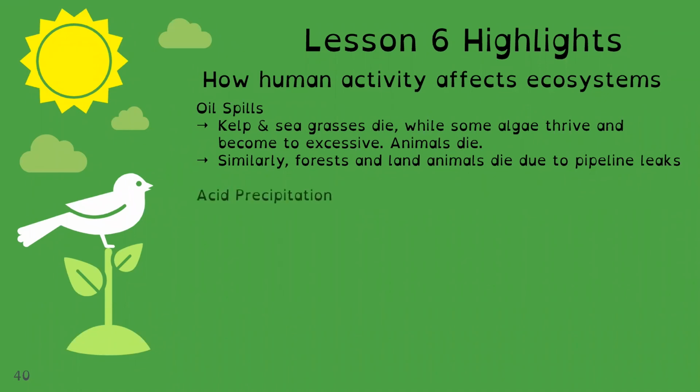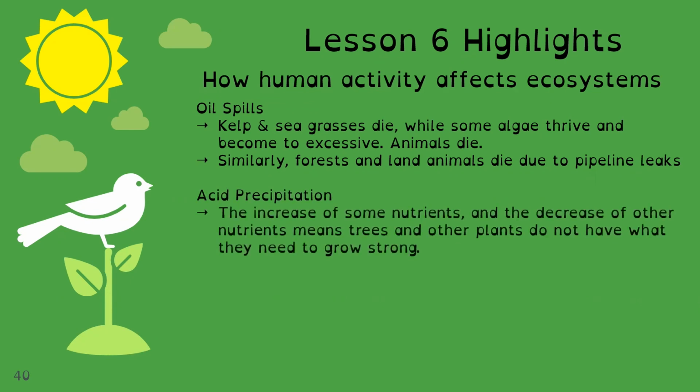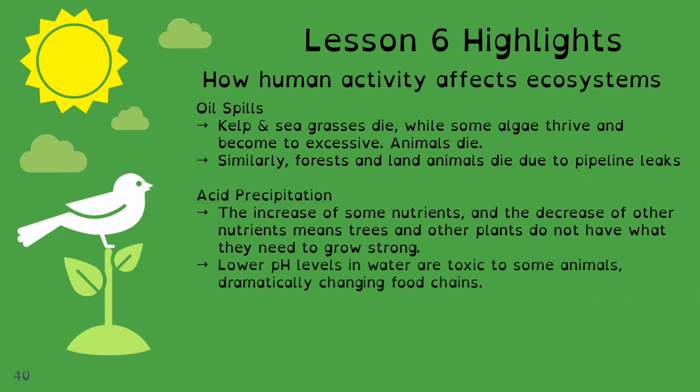Oil spills have a greater impact generally on water because it is able to spread faster. Then we talk about acid precipitation. And so the increase of some nutrients and the decrease of other nutrients means that trees and other plants do not have what they need to grow strong. So acid precipitation cancels out some things, which means that plants don't have what they need, and then adds things to the soil that they might use, but it means that they are not necessarily as healthy. Lower pH levels in water are toxic to some animals and dramatically change food chains.